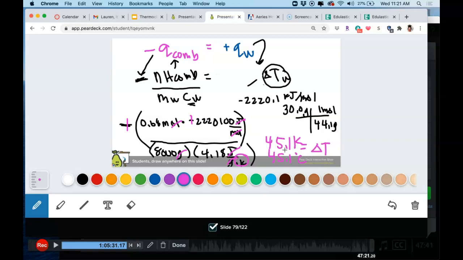So again, the water would heat up 45.1 degrees. It would increase by that much temperature change from combusting 30 grams of propane, assuming a perfect transfer, like none of it's lost to the container, none of it's lost to the room. We're assuming this perfect thermal transfer. Okay, so this ties a lot of the concepts from this whole chapter in all in one spot.